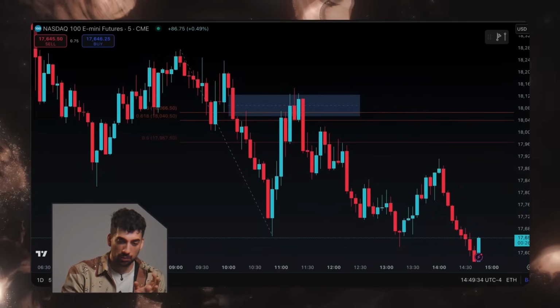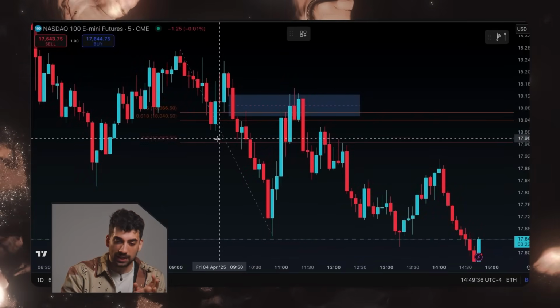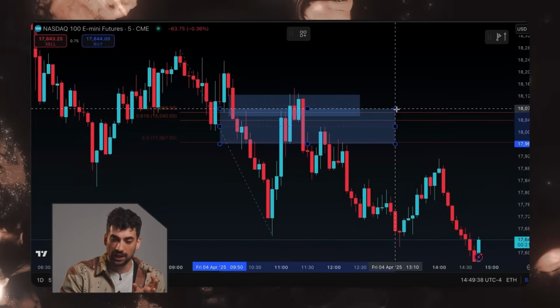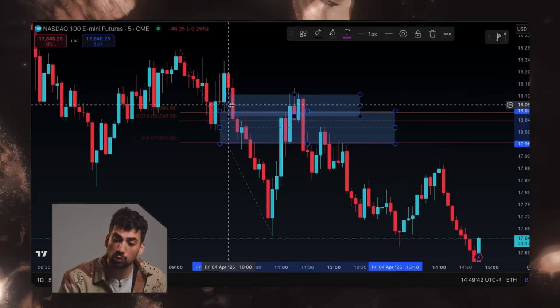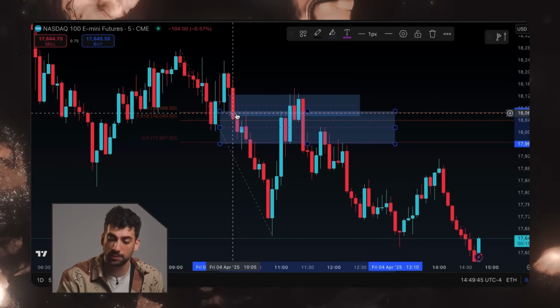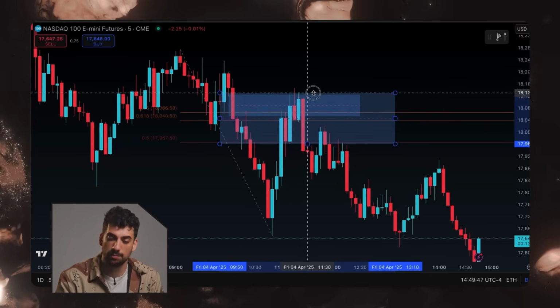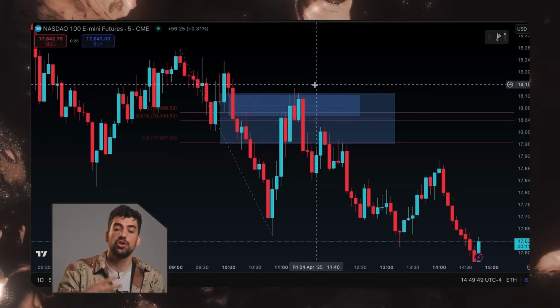So the way I would look at this, I would say, hey, anything from here to here is fair game. Do I have a fair value gap within that area? As you can see here, we do have a bearish fair value gap that taps into that area, so I can extend my short range to be there.